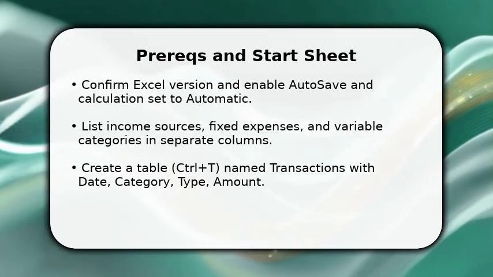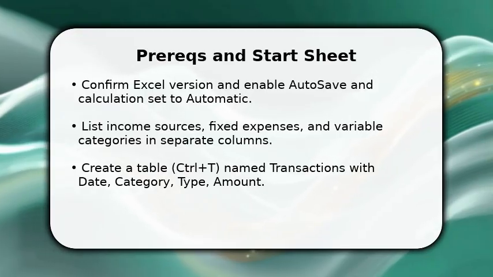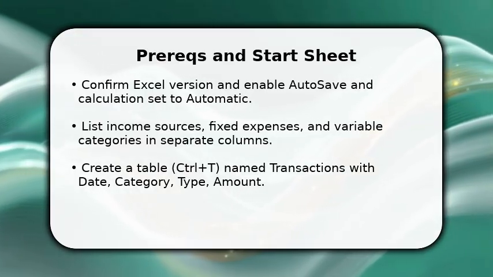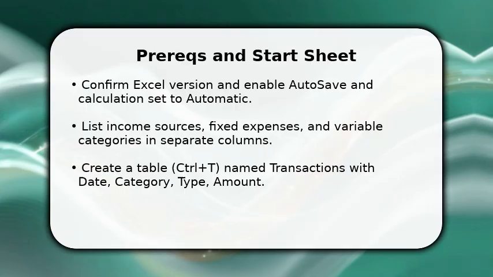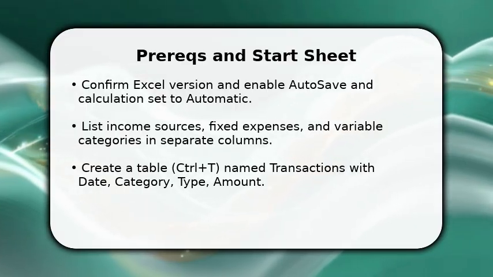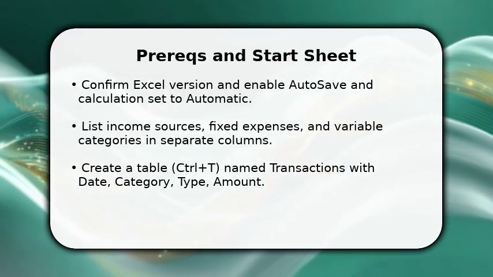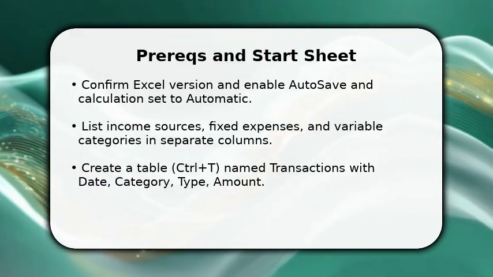You already have Excel and a basic plan. Open a new workbook and set autosave on so you don't lose work. Next, create a transactions table using Control+T and name it clearly. This structure lets formulas reference a stable range.